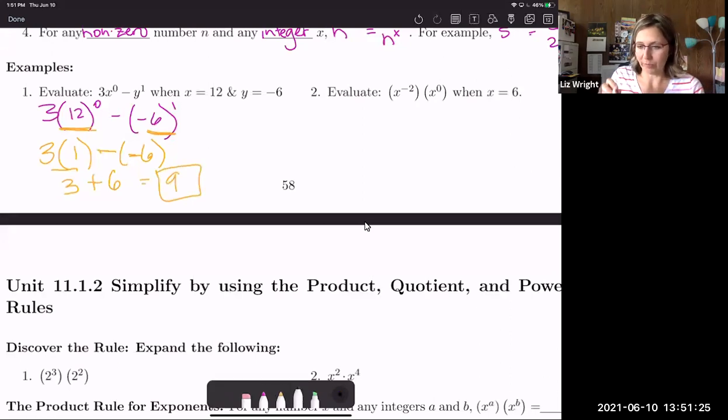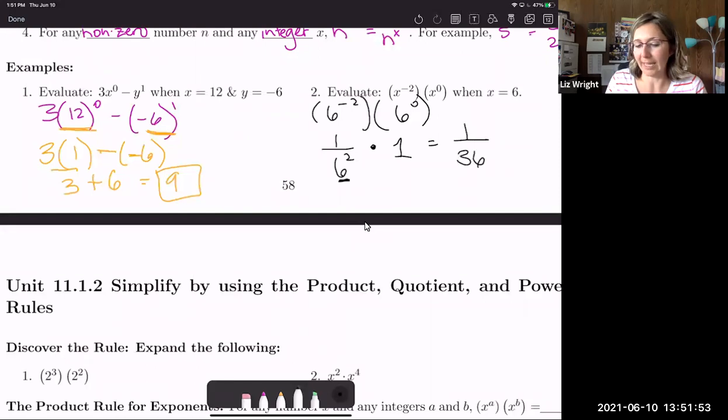And then let's try this one over here. We've got 6 that we're plugging in. We're raising it to the negative second power, and then we've got 6 to the 0. So for 6 to the negative second, how do we make that a positive exponent? We write 1 over 6 squared times 6 to the 0, which should be 1. All right, so now let's evaluate this. 6 squared should be 36. 1 over 36, because 6 squared is the same as 6 times 6. It's times itself that many times. So that gives us 1 over 36.